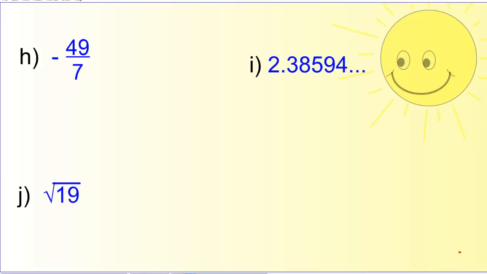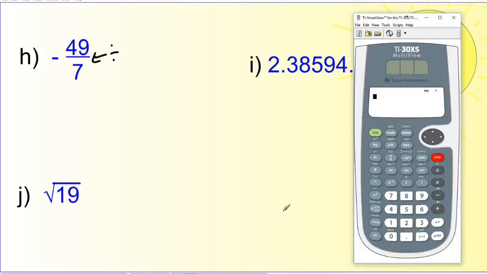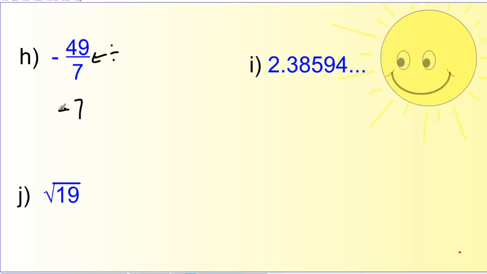All right. So this guy here, negative 49 sevenths. If you wanted to change this to a decimal, you would divide. That's what this division symbol says. So if we took 49 divided by 7 equals, oh, it's 7. This is just the number negative 7, which is rational. Because that is a nice pretty decimal. We can write it as a fraction. Easy.